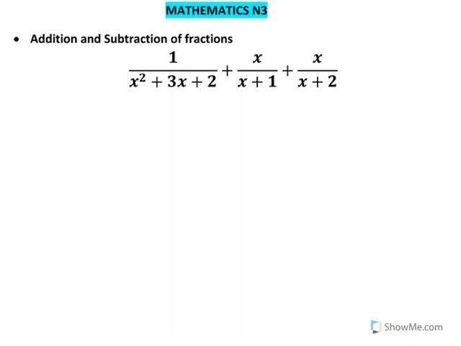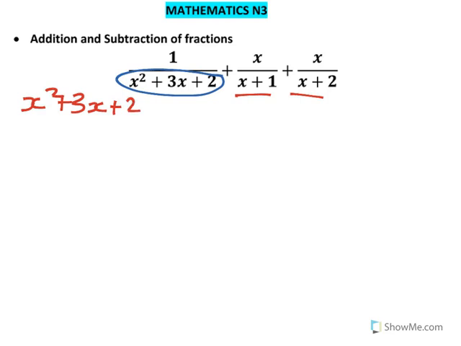Let us look at our next fraction. Here you are simplifying 1 over x squared plus 3x plus 2, plus x over x plus 1, plus x over x plus 2. Now, the last two denominators are simplified already. Our key is to simplify that denominator. And using the product sum method, so you've got x squared plus 3x plus 2.